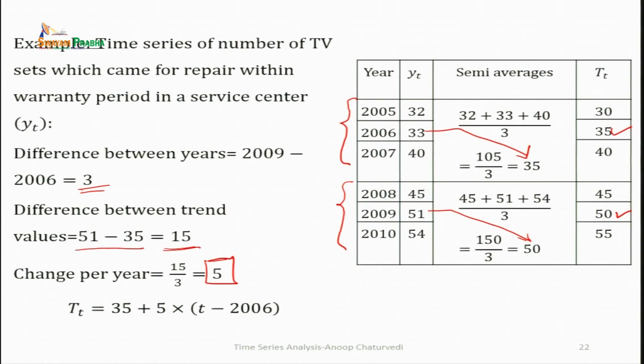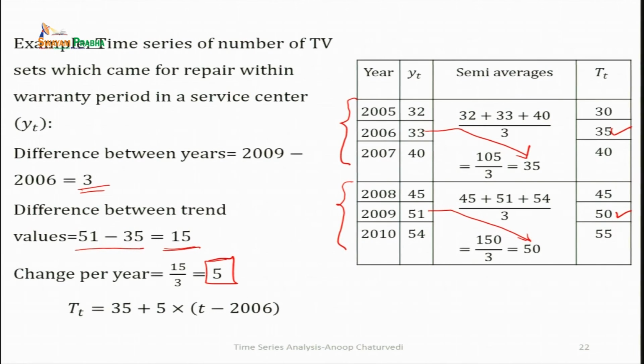And remember that here we are assuming linear trend. So, this method works only when you have linear trend. So, since change per year is plus 5, for the year 2005, we subtract 5 from 35. So, you get 35 minus 5 equal to 30. For the year 2007, you add 5.